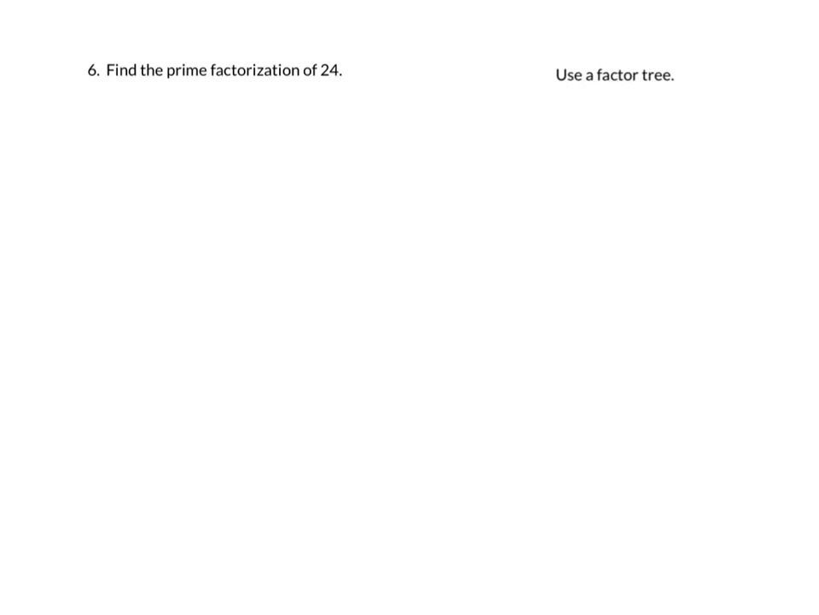Okay, number 6, find the prime factorization of 24. We want to use a factor tree for this. So let's start with 24. I want to know what are two numbers that multiply to 24. Keep in mind there's lots of ways to factor this, but I'm going to break this down into 4 times 6.